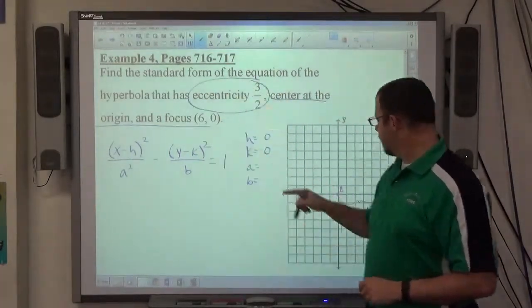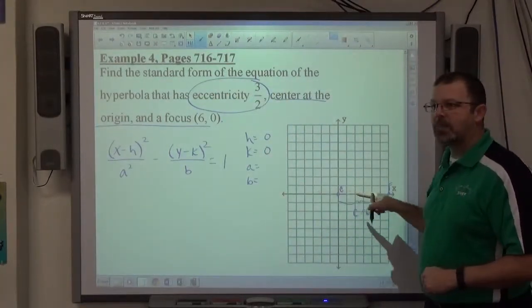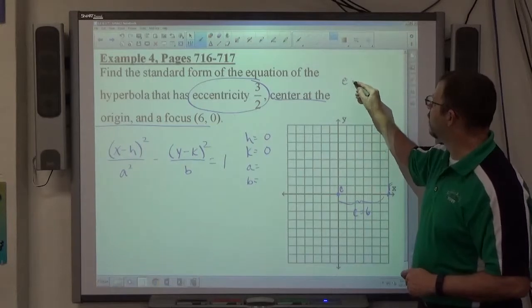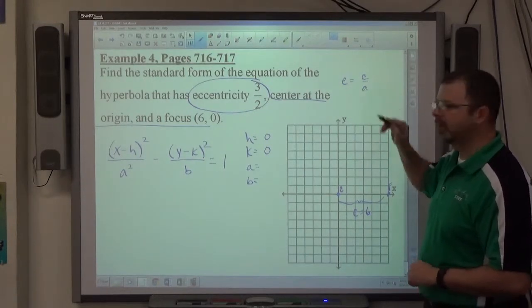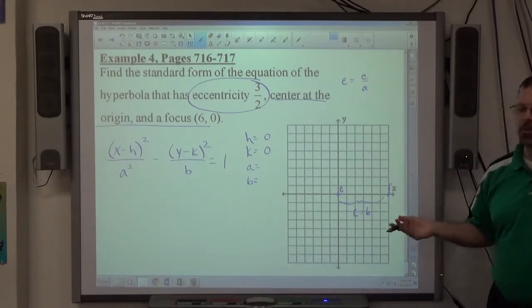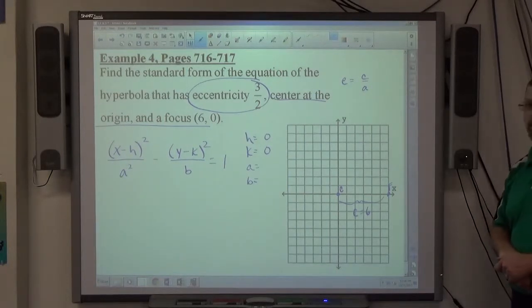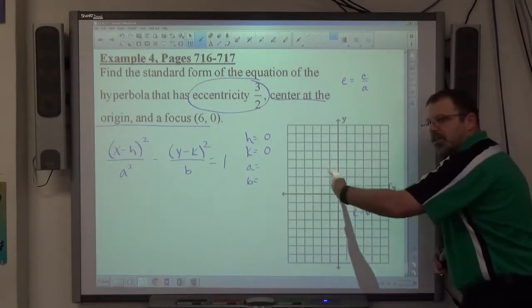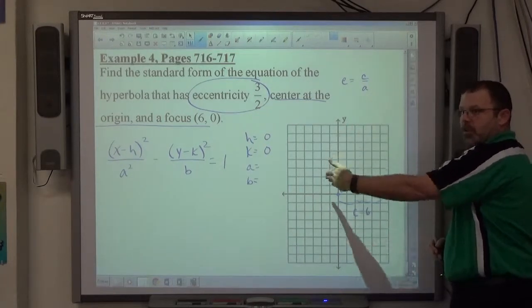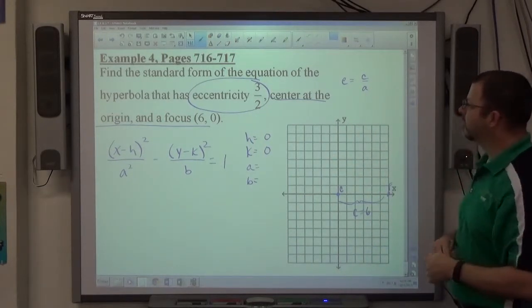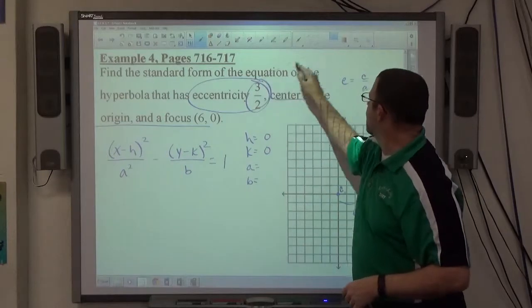Since it's a left and right hyperbola, the eccentricity definition for this one is going to be c over a. And that's the most common mistake people make for eccentricity, using the wrong letter. So the direction it goes establishes which formula I use. This is the horizontal one, so I'm going to use c over a, and 3/2 is the eccentricity.